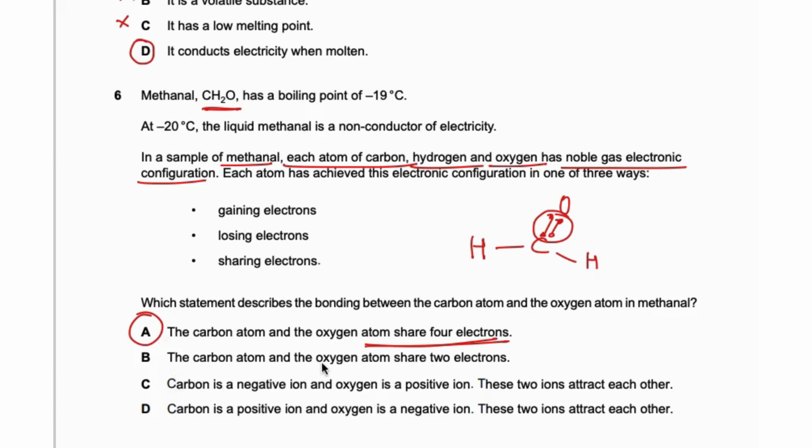The carbon atom and oxygen atom share 2 electrons. It is wrong. It is sharing 4 electrons. Carbon is a negative ion and oxygen is a positive ion? No, it's not an ionic compound. Carbon is a positive ion? It's not an ionic compound.